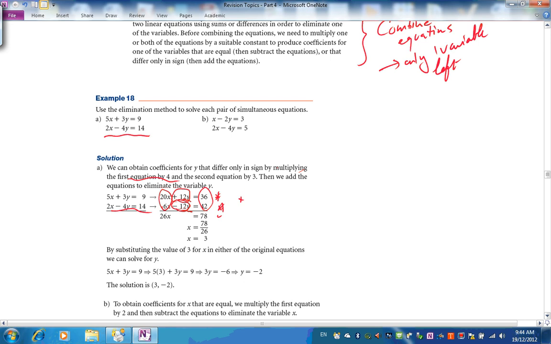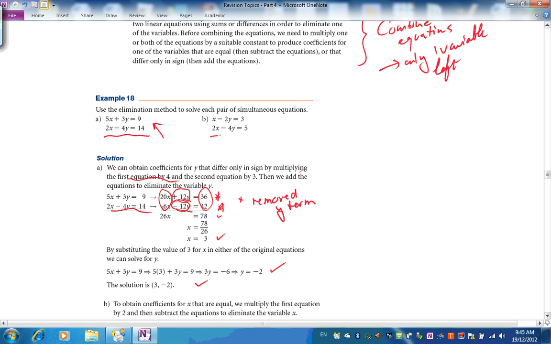26x, no y. We've done it. We removed the y term, so we can solve for x. So it's elimination. It's a trick to remove one of the variable terms, and so x is 3. Now, if we take x is 3 and put it back in either one, we'll get y is equal to 2. So the solution is (3, -2). That's an interesting way of actually doing it.